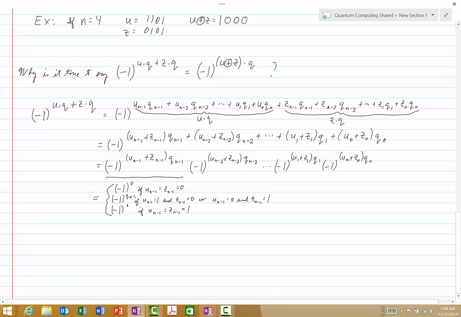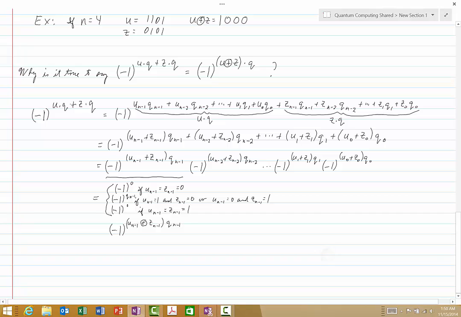We can summarize all this by saying negative 1 to the (u_{n-1} exclusive or z_{n-1}) times q_{n-1}. And notice how that works. It's just saying that if u_{n-1} and z_{n-1} have the same value, whether that value is 0 or 1, it doesn't matter, then we want to have negative 1 to the 0th power. And if we put exclusive OR here, that will work in exactly that way. On the other hand, if u_{n-1} and z_{n-1} have different values, then this exclusive OR will give us 1, and we'll have 1 times q_{n-1}, which would just give us q_{n-1} on the top. So this is a convenient way to summarize all of this information.